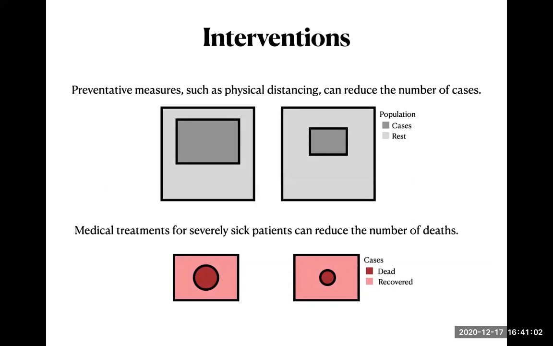In a world of increased uncertainty, what do we have control over? Preventative measures such as physical distancing and wearing masks can reduce the number of cases overall. Similarly, improved medical treatments for severely sick patients can reduce the number of deaths.